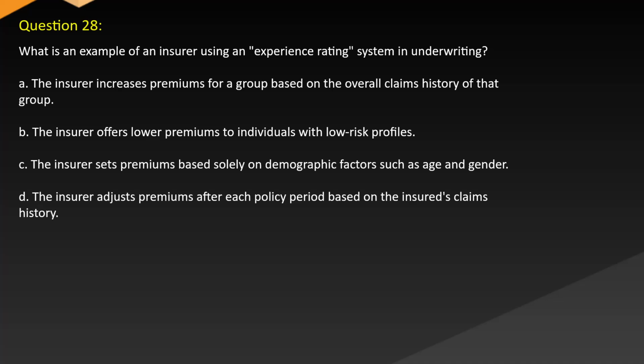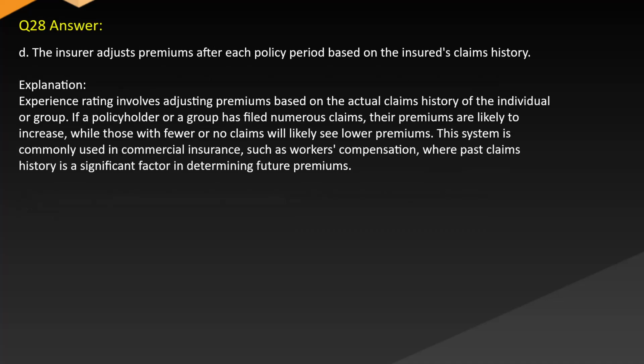A. The insurer increases premiums for a group based on the overall claims history of that group. B. The insurer offers lower premiums to individuals with low risk profiles. C. The insurer sets premiums based solely on demographic factors such as age and gender. D. The insurer adjusts premiums after each policy period based on the insured's claims history. Answer D. The insurer adjusts premiums after each policy period based on the insured's claims history.